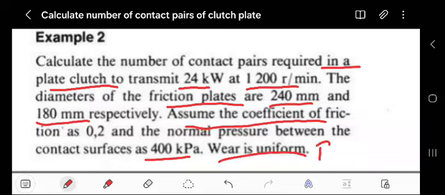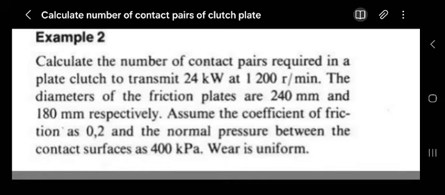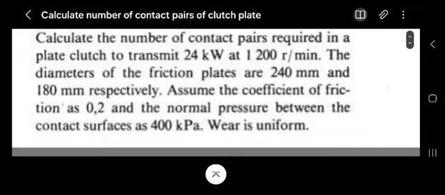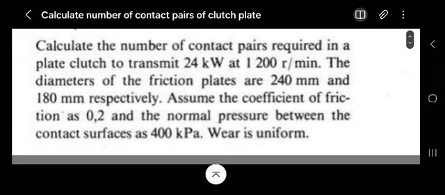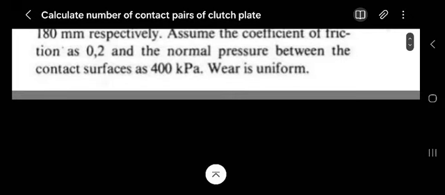We know that this is for RF. That means if it's uniform wear, it will be R plus r over 2. So that is what we have so far. As we have this now, we can do our work. We should calculate the number of contact pairs required. To calculate that, we want n. But where can we get n?